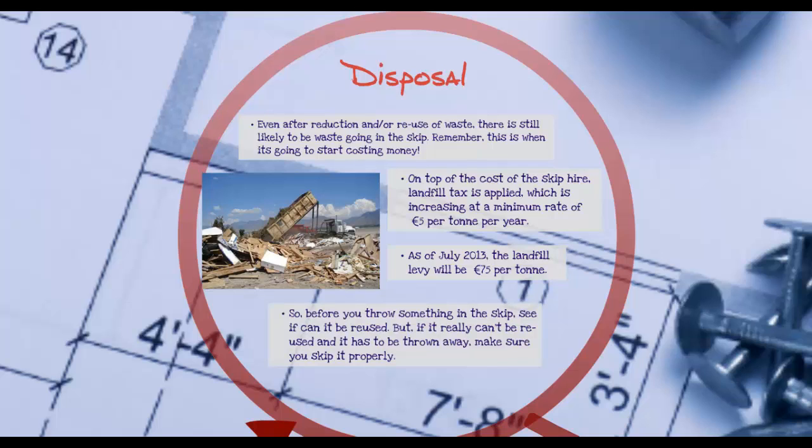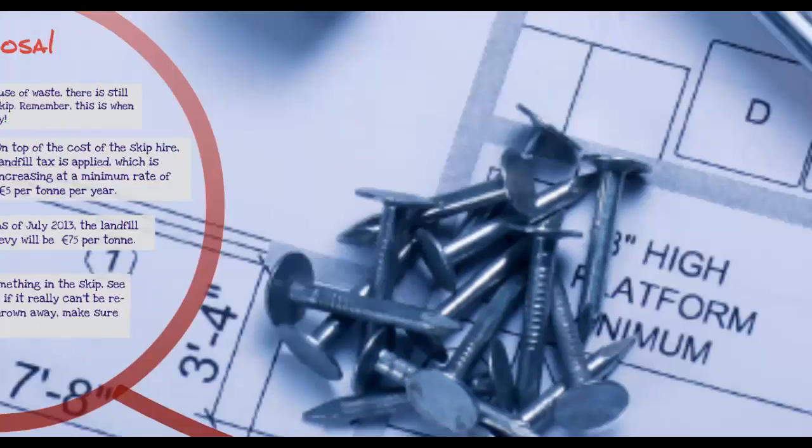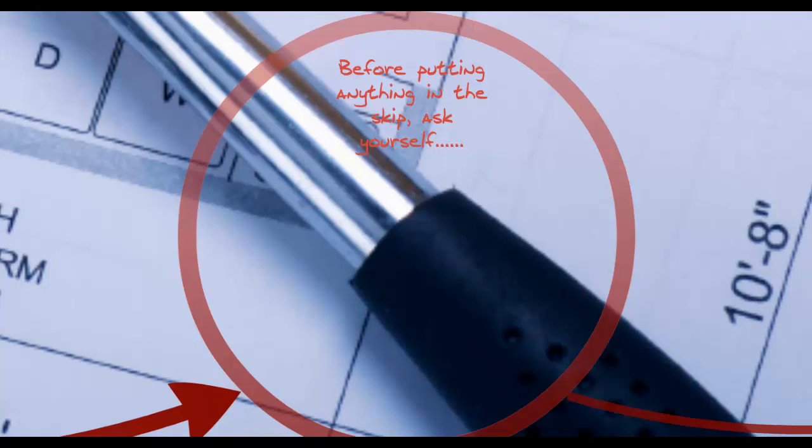So, before you throw something in the skip, see if it can be reused. But, if it really can't be reused, and it has to be thrown away, make sure you skip it properly. Before putting anything in the skip, ask yourself, can your waste be recycled? If so, segregate it properly.